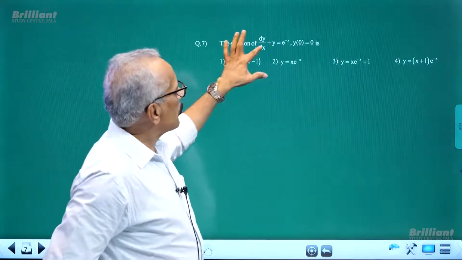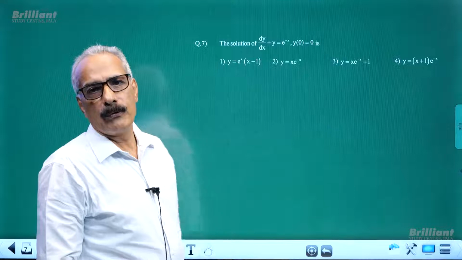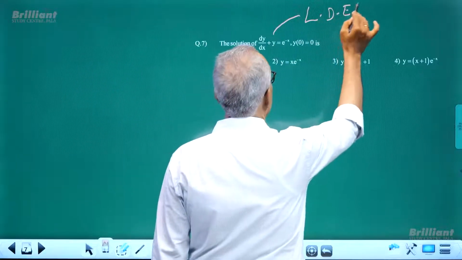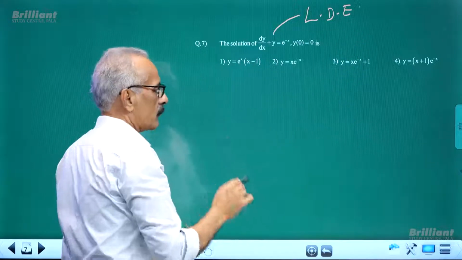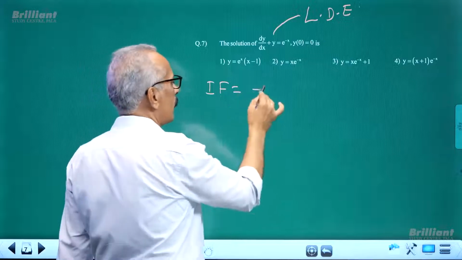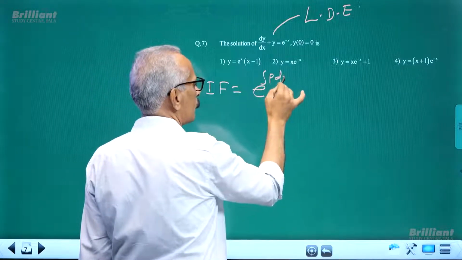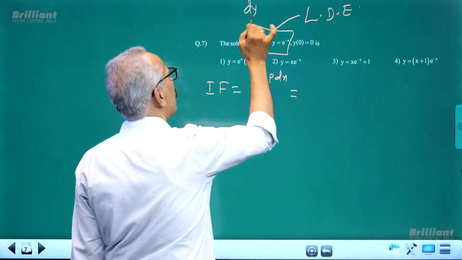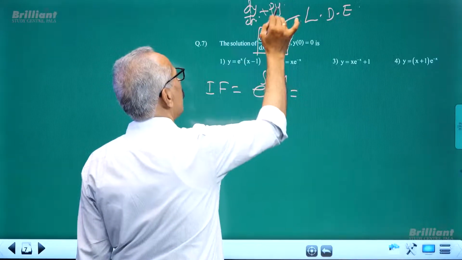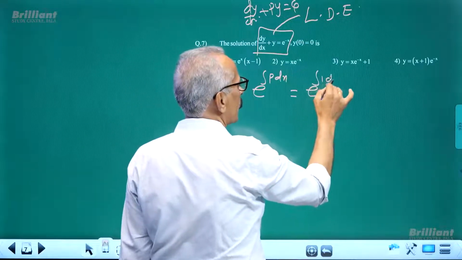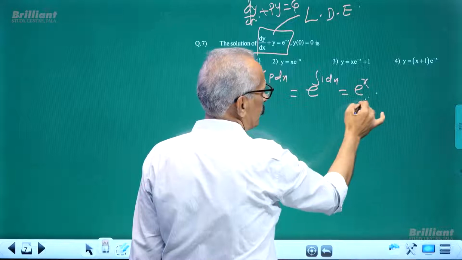Next, the solution of the differential equation dy by dx plus py is equal to q. That's a linear differential equation. We want a solution. What is the solution? First, the integrating factor. What's the integrating factor? e raised to integral p dx. What's our p? This is dy by dx plus py equal to q, so p is equal to 1. e raised to integral 1 dx is equal to e raised to x.